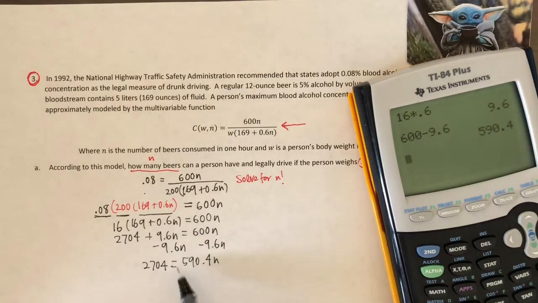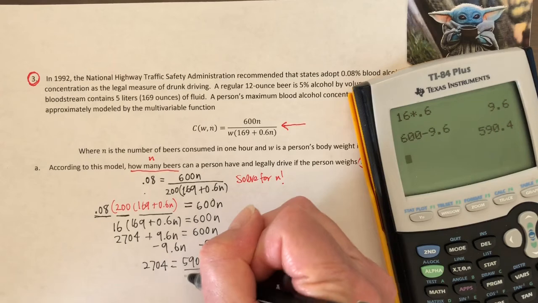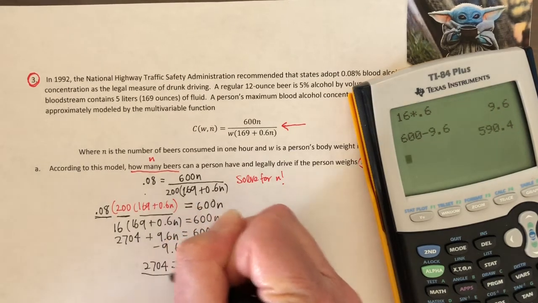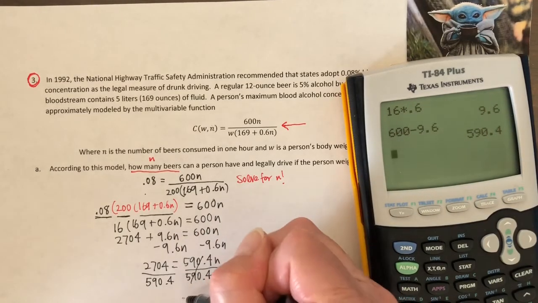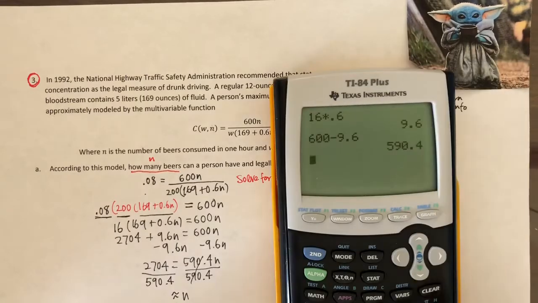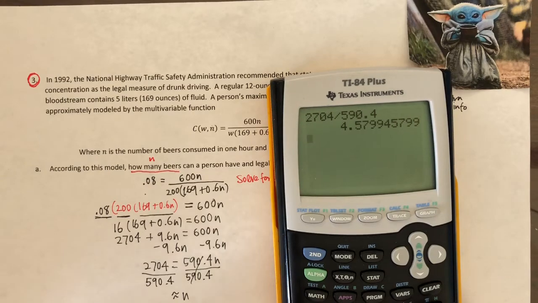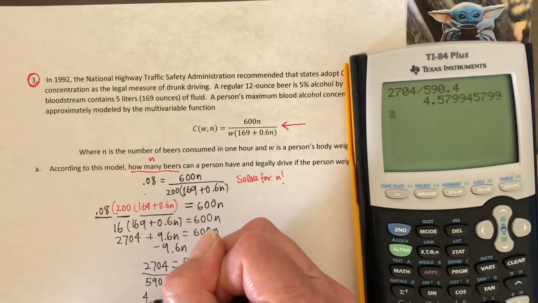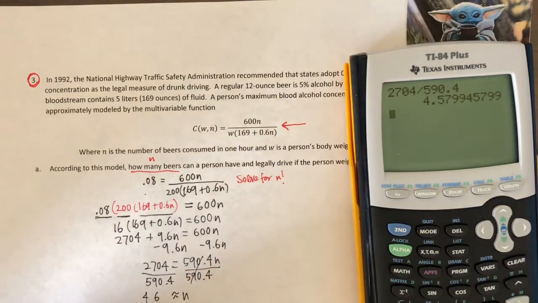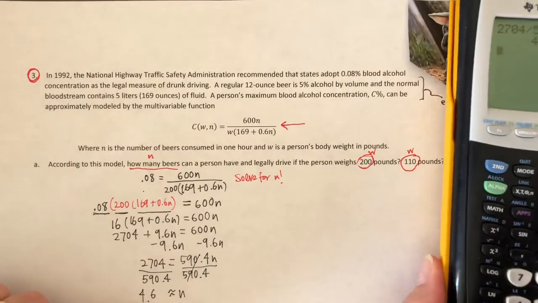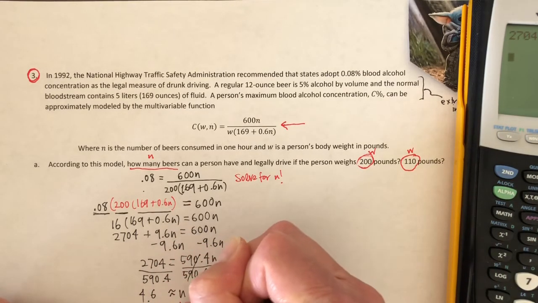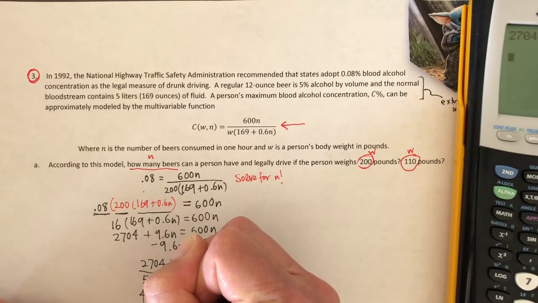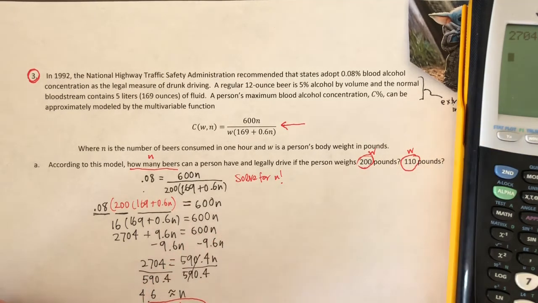Good. That's totally solvable. We'll just divide both sides by 590.4. And I'll find out that N is about 4.579, about 4.6. So if you're 200 pounds, according to this model, N equals 4.6 beers is definitely what you want to stay under.